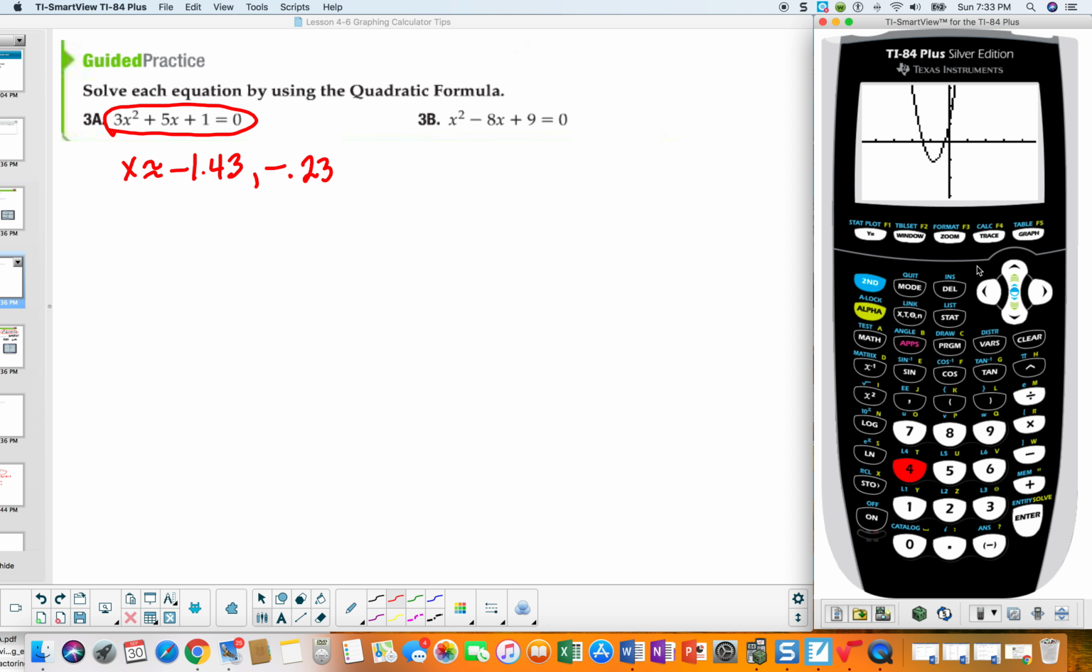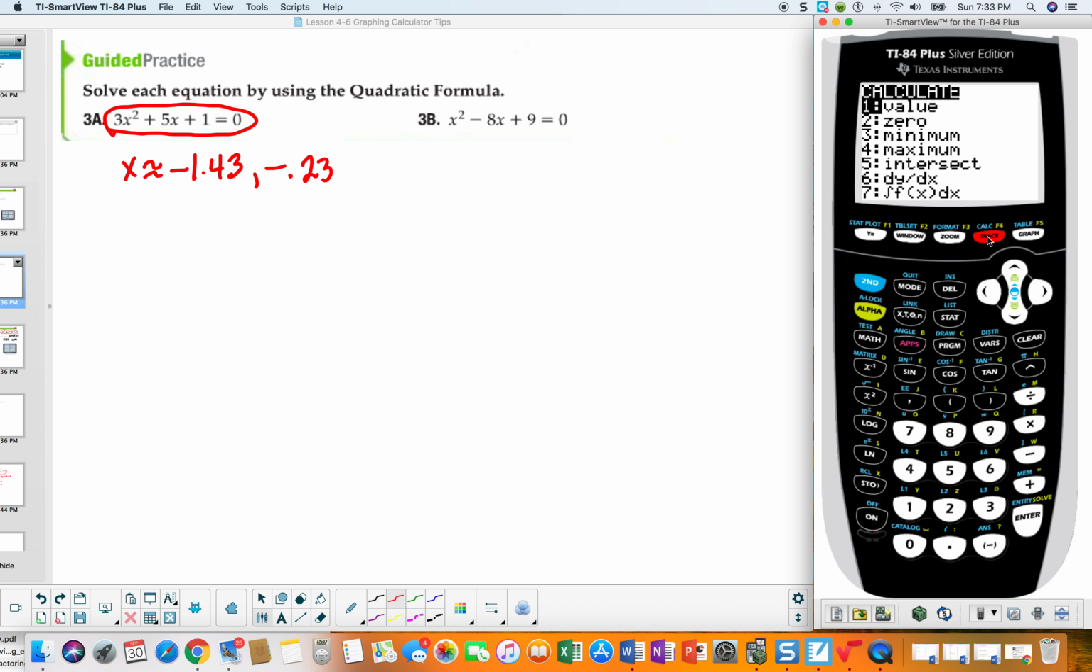And now I'm going to press second calc. I'm going to press 2. I'm going to go to the left-hand side of this particular 0. Those are x's that are less than it. And then I'm going to go to the right-hand side, which are x's that are greater than this root. Enter. And then I'm going to get closer. And it looks like one of my zeros is -1.43, which I wrote right over here.